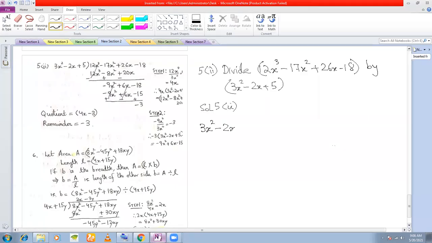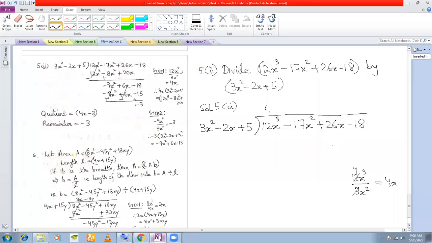3x square minus 2x plus 5, dividing 12x cube minus 17x square plus 26x minus 18. What is the leading term here? 12x cube, the leading term of the dividend. The leading term of the divisor here is 3x square. Divide them. How much do you get? This 3 will cancel here. 4, and x, you get simply an x, right? 4x you will get. This 4x you write on top.